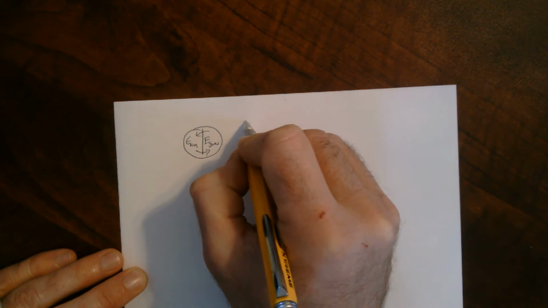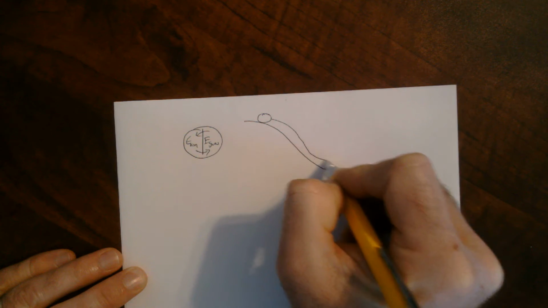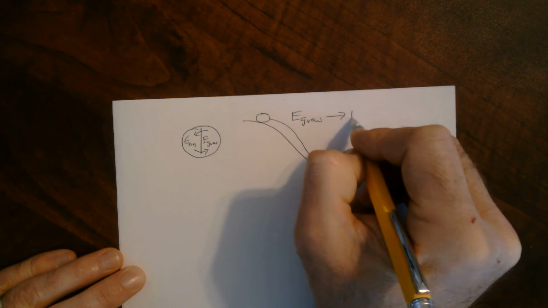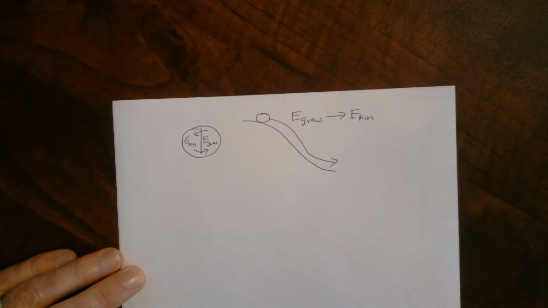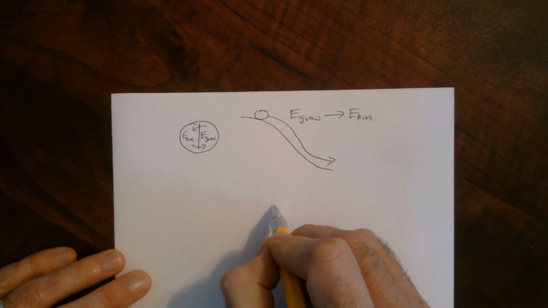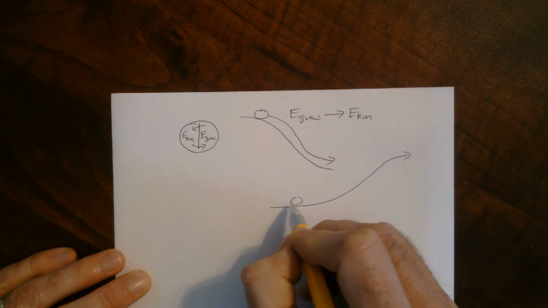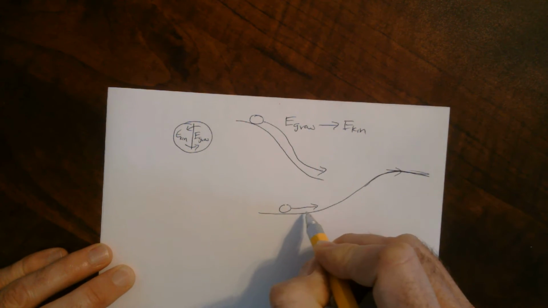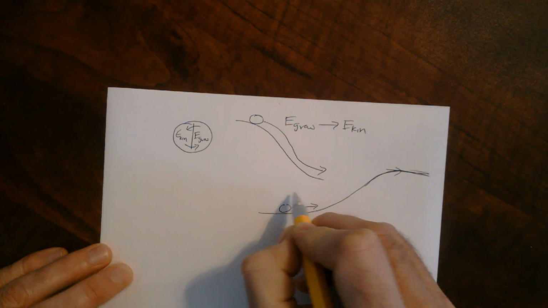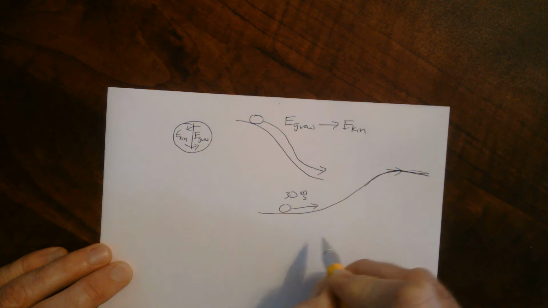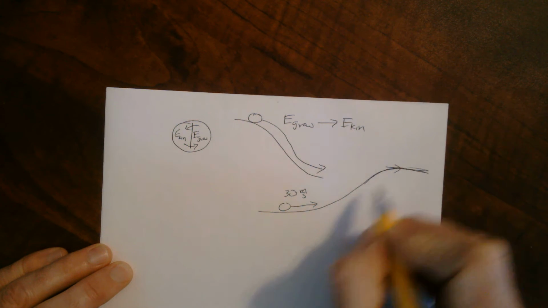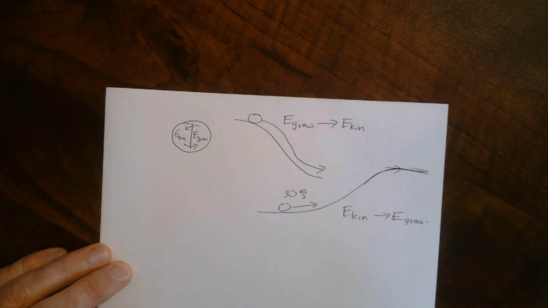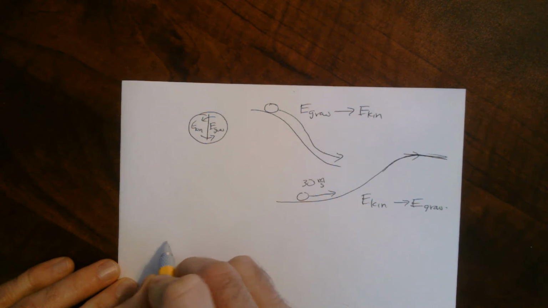When you do something like a ball rolling down a hill, we're just saying that the energy is going from E gravity to E kinetic. Or, by the same token, if there was a ball rolling quickly after someone had given it, let's say it was going 30 meters per second, that ball would roll up the hill, and all of its E kinetic would get converted to E gravity.